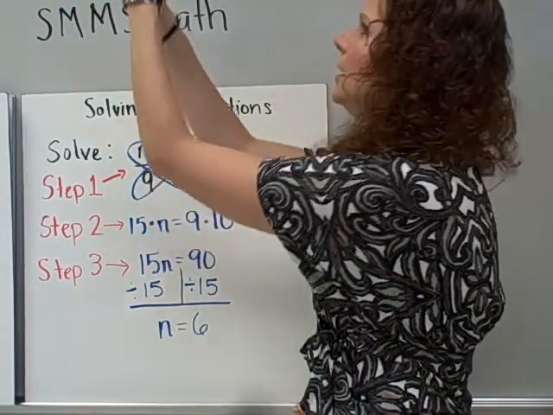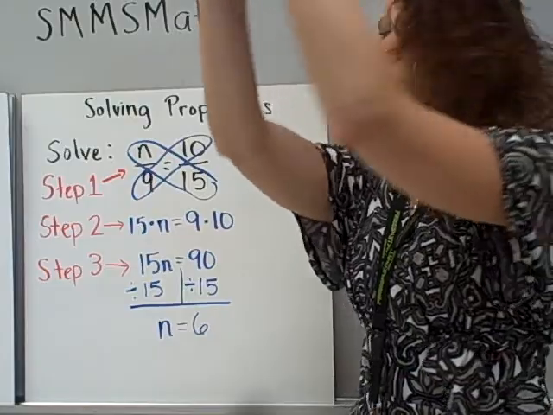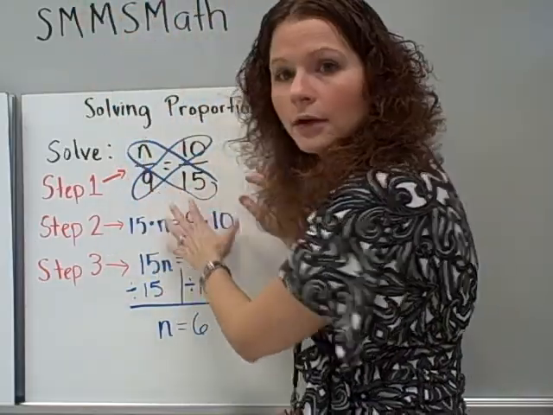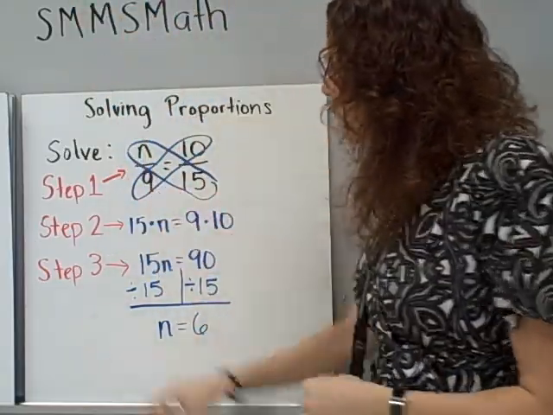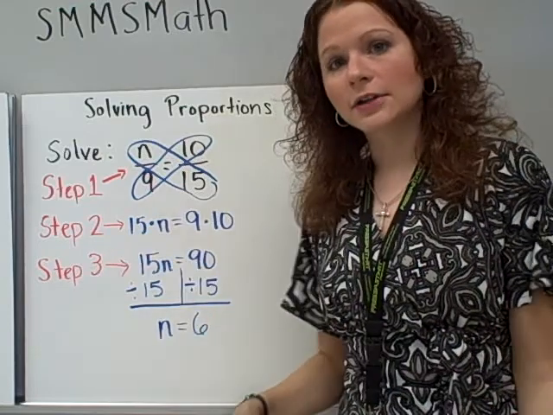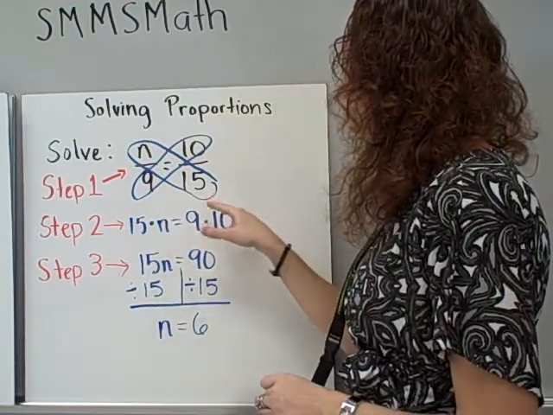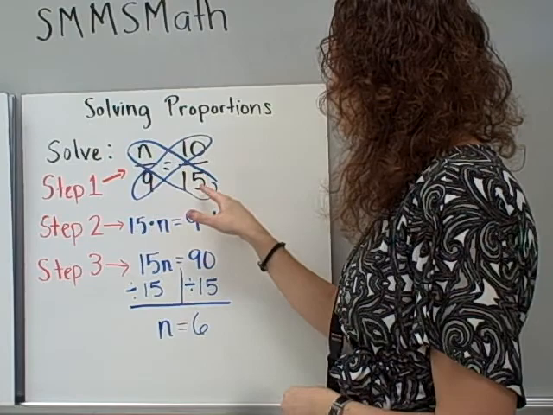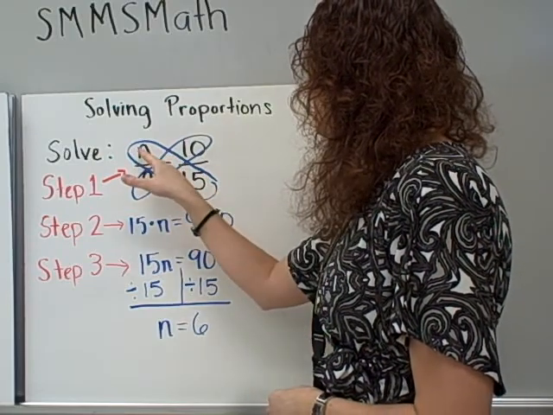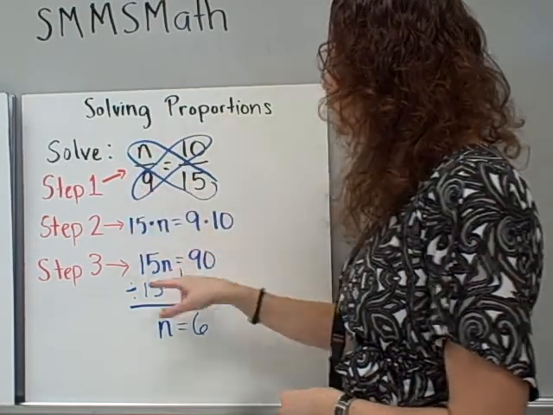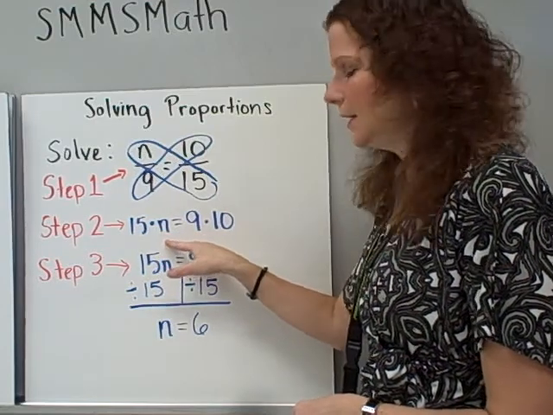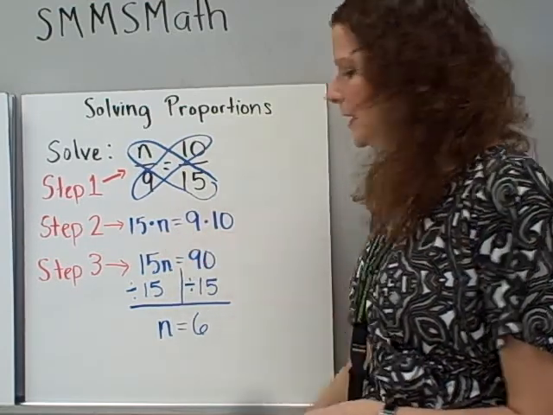Fly, fly, fly away. Goodbye, but no, come back, we're not done. Okay, so the butterfly's back. Step 2 is to actually multiply. So in this case, when we do cross products, we're going to be multiplying 15 and n, and 9 and 10. So 15 times n is equal to 9 times 10.